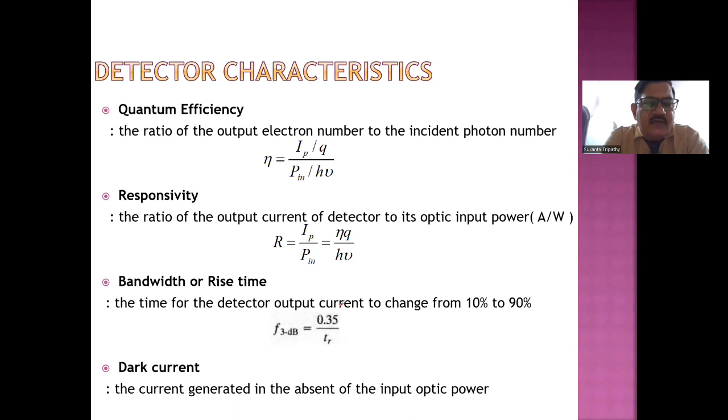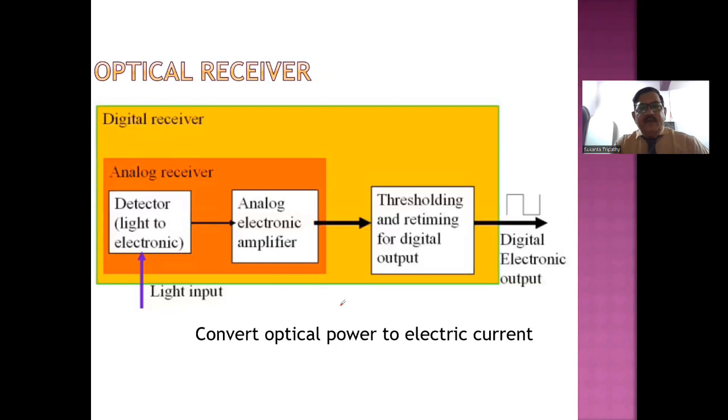And finally, the term which we are discussing is the dark current. Dark current, it is in fact the current which is generated in this detector, even in the absence of the input optical power. So there may be some ambient light which is present in the surrounding, and due to this, there may be some small detector current which may arise, and this is called the dark current.